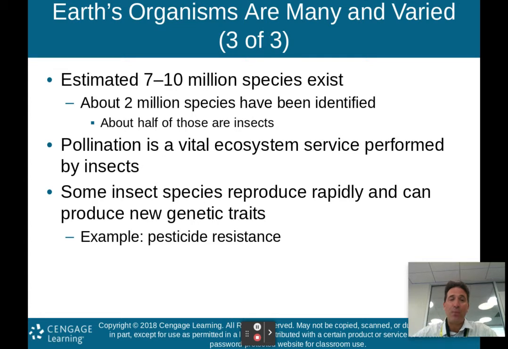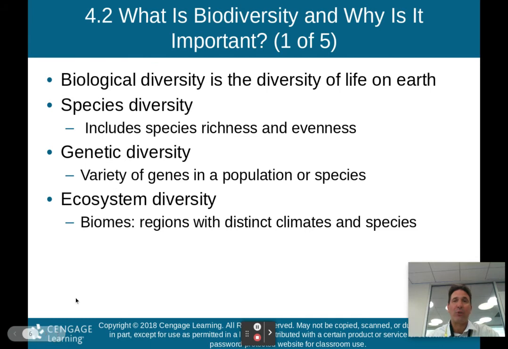This actually leads to pesticide resistance. We'll talk a little bit about that here, but we're mainly going to talk about pesticide resistance when we talk about sustainable agriculture coming up in a couple of chapters. So, what is biodiversity and why is it important? Well, biologic diversity is the diversity of life on Earth, and we're going to talk about why it's very important.